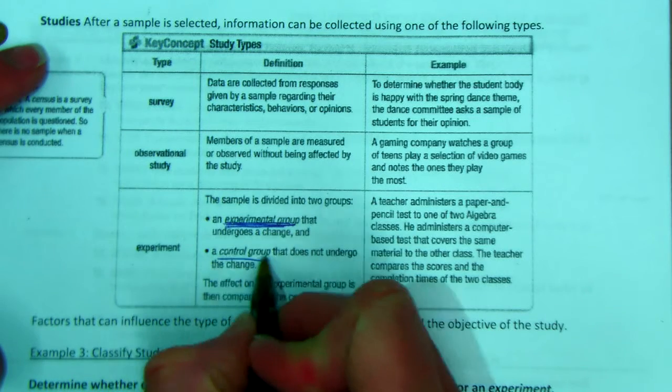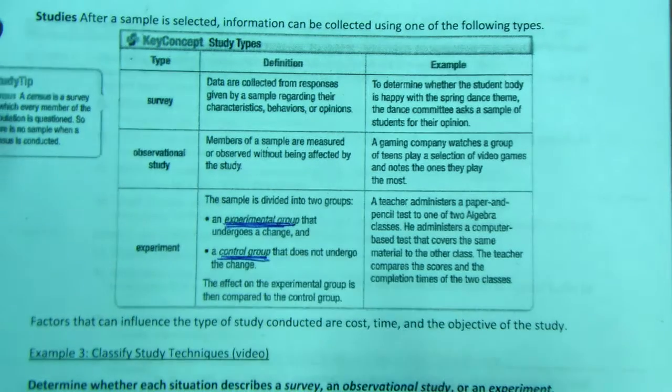So you have to have two groups. You have to have the experimental group, which undergoes whatever it is you're trying to study, whatever change you're trying to evaluate, and then a control group that doesn't have the change. And then you compare them.